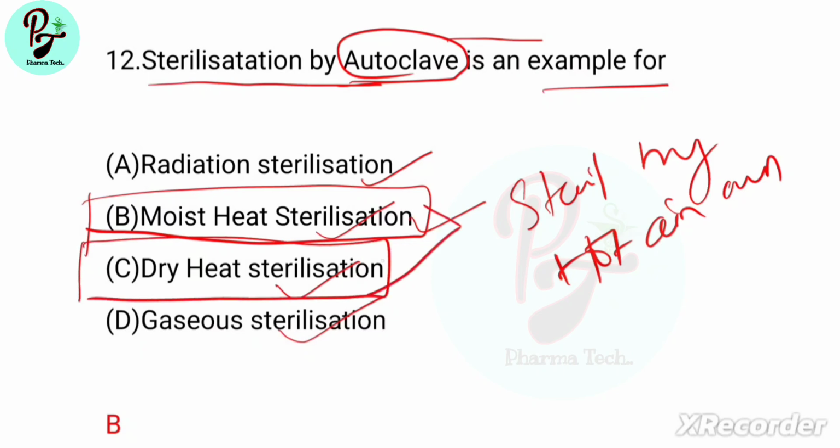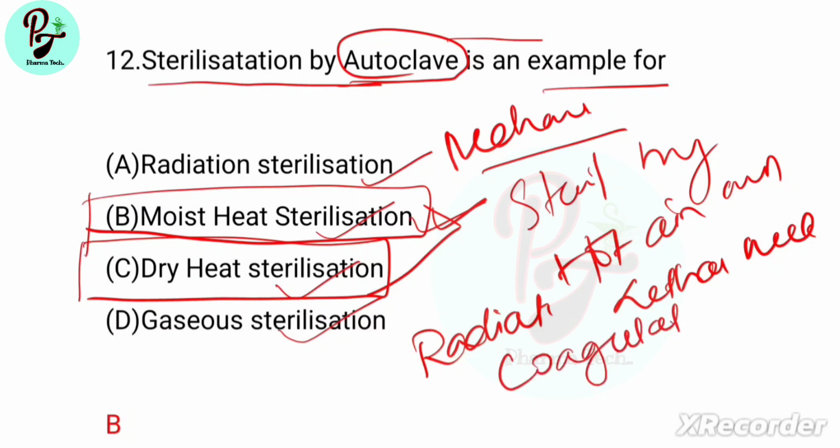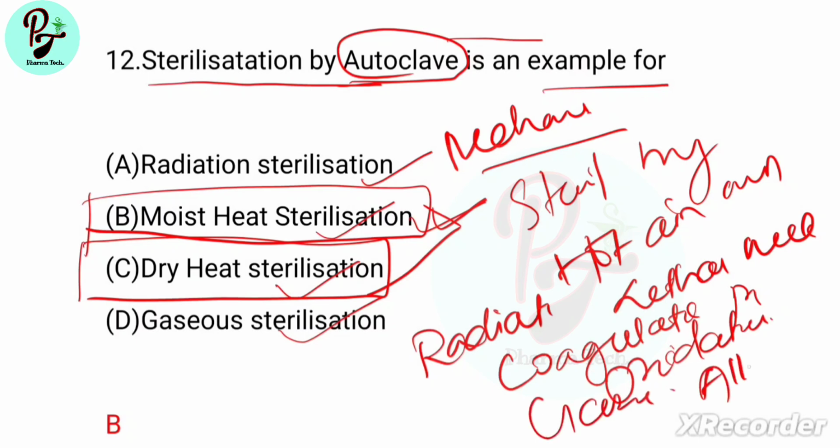Most important question. Let's see the mechanism of sterilization. First, radiation sterilization mechanism is lethal mutation. For moist heat sterilization, it is coagulation of protein. For dry heat sterilization, it is oxidation. For gaseous sterilization, it is alkylation. Most important from the exam point of view.